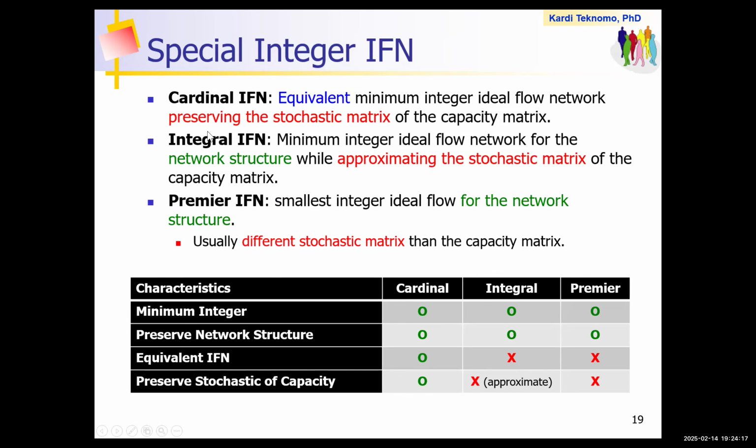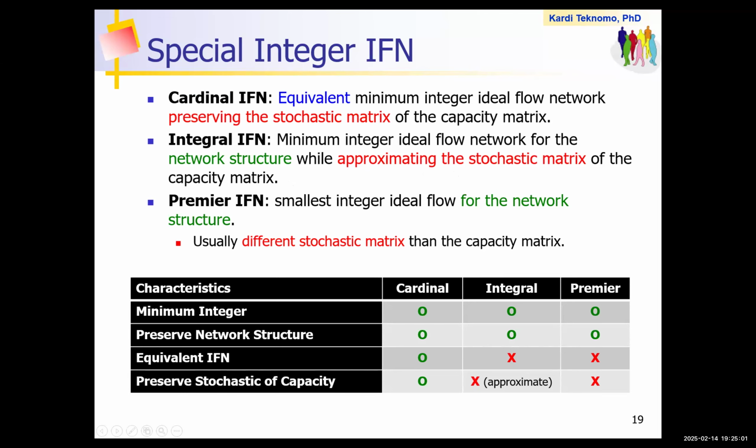So in the middle, we have what is called integral IFN, which is also a minimum integer IFN for that network structure, similar to premier, but approximating the stochastic matrix. Why do we need to approximate? Sometimes we cannot get the cardinal IFN. That's the problem. If we want to get that cardinal, then we approximate using integral IFN. But for our case, we are dealing mostly with cardinal IFN and premier IFN only.